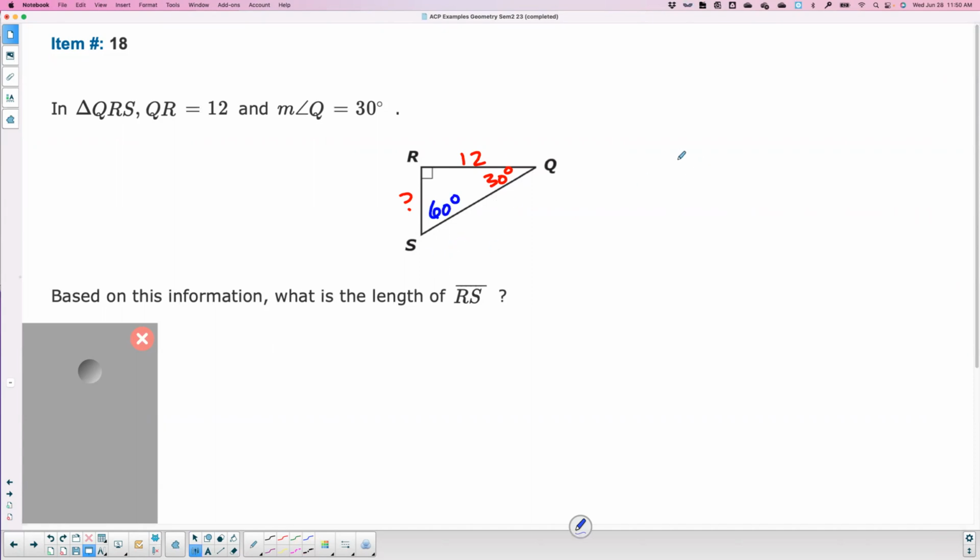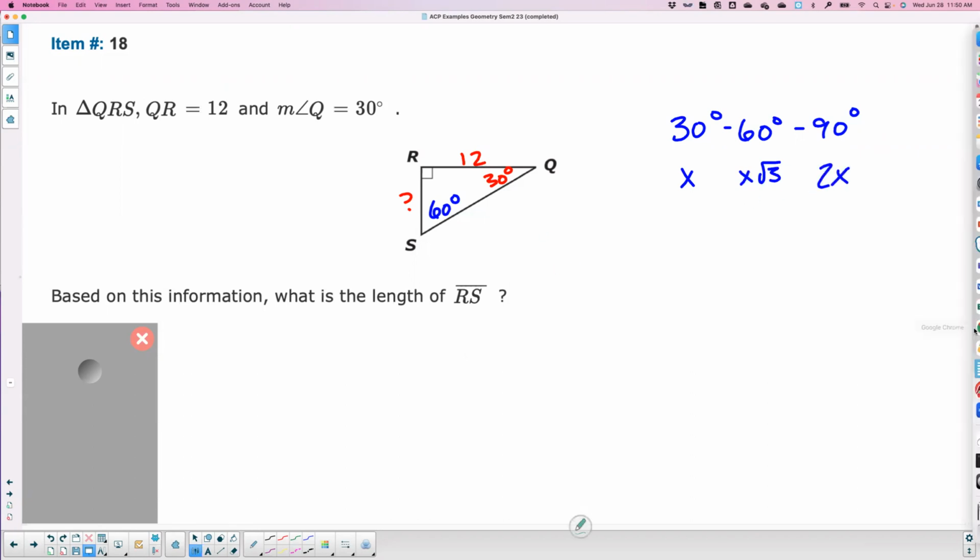So you're going to have to tell me: when you look in the formula chart, you'll see a 30, 60, 90 triangle. What is on the triangle? What is listed as being across from the 30? X. I want to put X here. What is across from 60? Square root of 3. And what is across from 90? 2x. Now in the problem they gave us 12. What is 12 across from? 60. Okay, so that means 12 right here is x square root of 3.